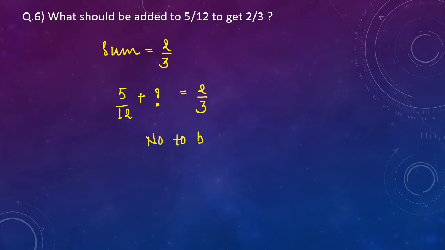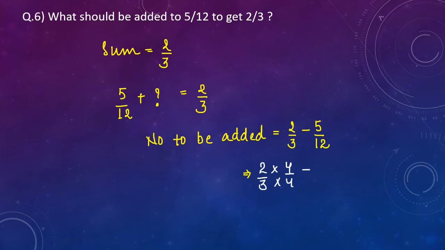So number to be added will be equals to 2 upon 3 minus 5 upon 12. So firstly convert 2 upon 3 into a fraction with denominator 12. So 2 upon 3 multiplied by 4 upon 4 minus 5 upon 12. 2 fours are 8, 3 fours are 12, minus 5 upon 12. 8 minus 5 is 3 upon 12.